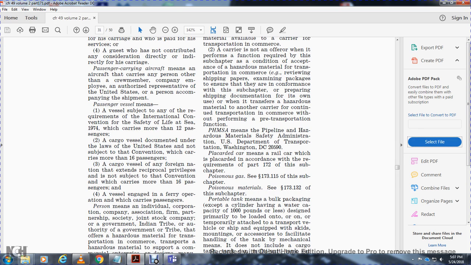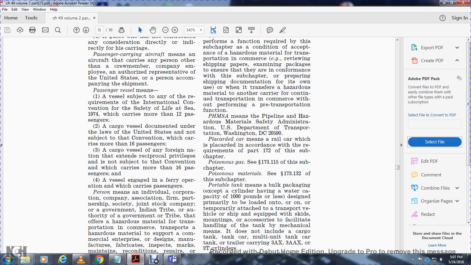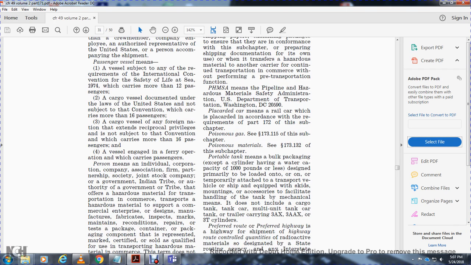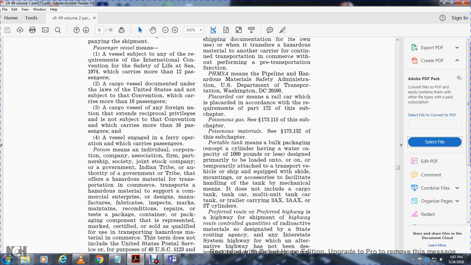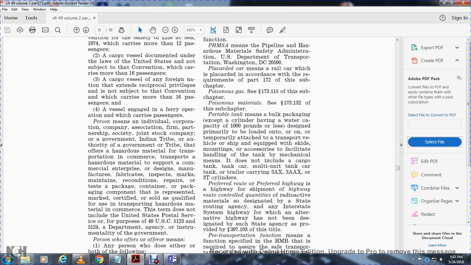Person means an individual, corporation, company, association, firm, partnership, society, joint stock company, or government, including an Indian tribe or authority of a government. Hazmat employer means a person who uses hazardous material employees in transportation in commerce and includes design, manufacture, fabrication, inspection, marking, maintenance, reconditioning, repair, testing, packaging, and components, representing, marketing, or certifying as qualified for use in transportation. The term does not include the United States Postal Service for the purpose of Title 49 United States Code 5123 and 5124, or a department, agency, or instrumentality of the government.